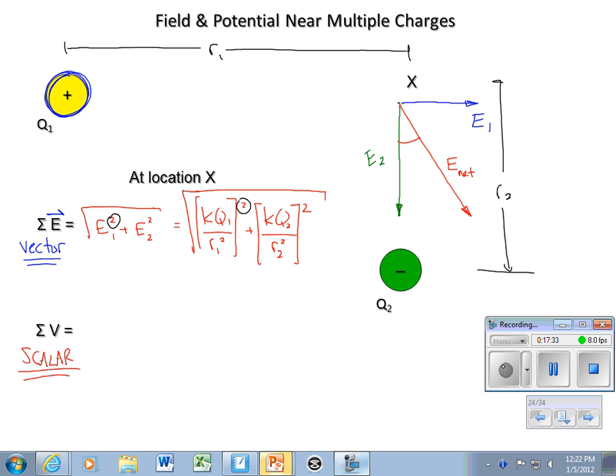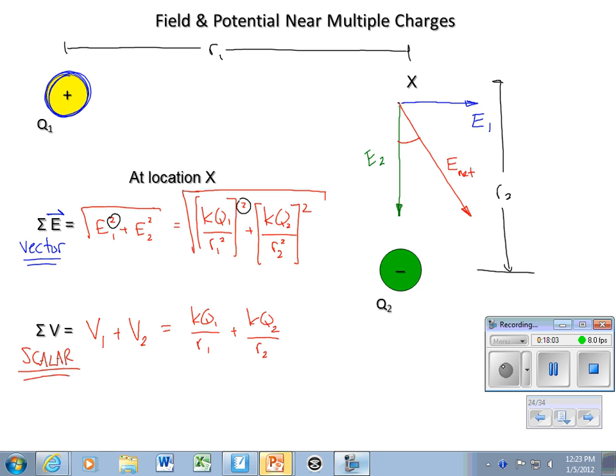Now I want to show you how to do potential stuff. Again, it's a scalar, so you literally just add them up. I'm going to say it's V1 plus V2. Nothing to do with direction. There aren't directions. So all we literally do is say, this is kQ1 over R1 plus kQ2 over R2.